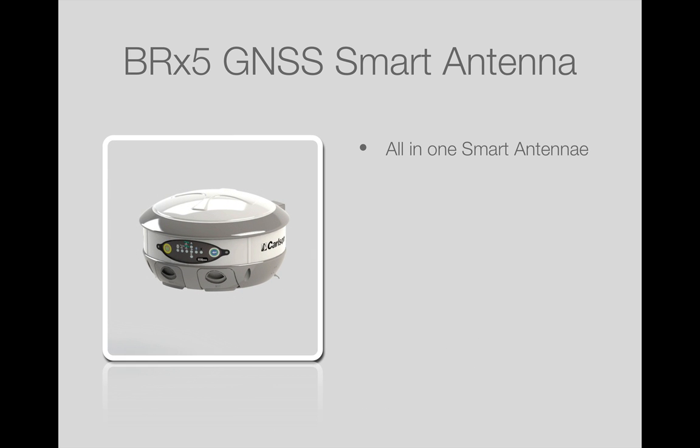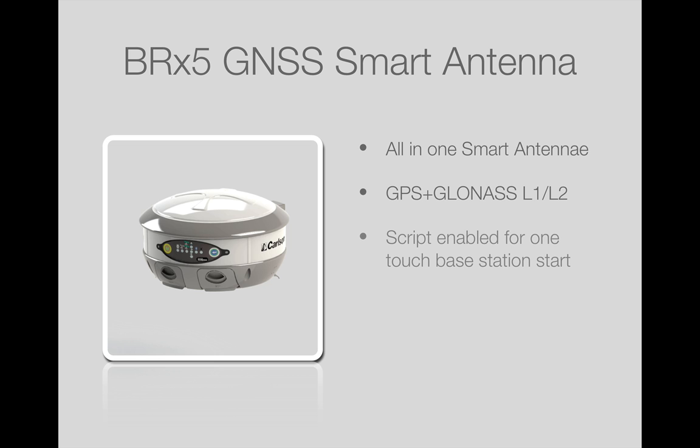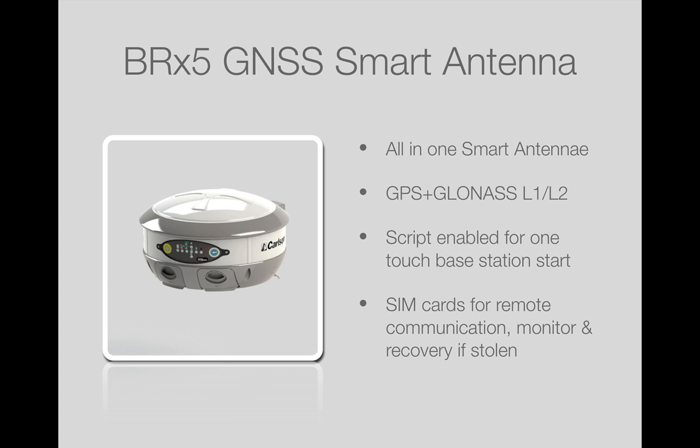This is a smart antenna, or BRX5 GNSS smart antenna, and it's a very affordable, durable GPS plus GLONASS L1, L2 GNSS receiver. It can contain a 900 megahertz or UHF radio, and there's also an internal SIM card for remote communication, and that may be if the unit has been stolen or knocked over, or we may need to go in and verify the unit, change a setting, upgrade firmware. All of these are possible with the SIM card slot.